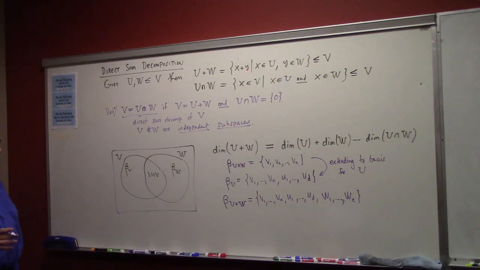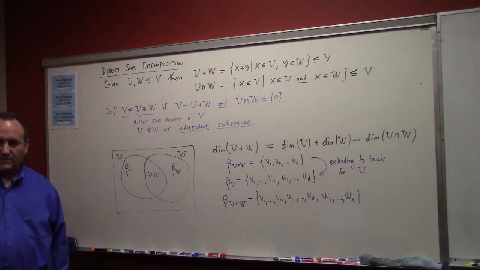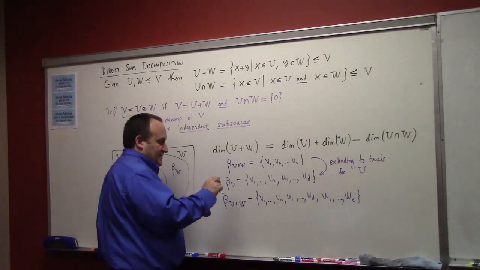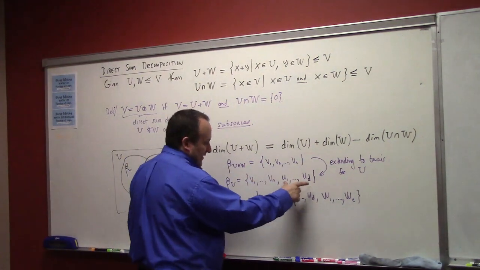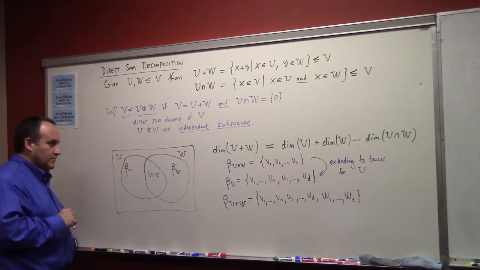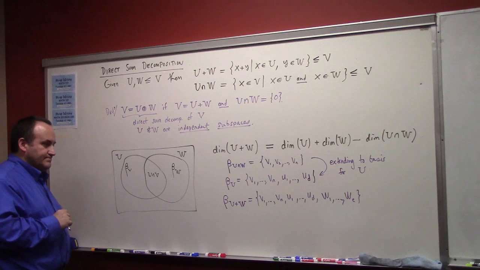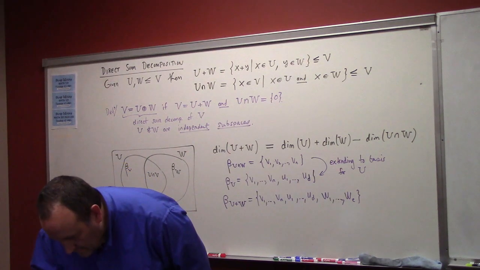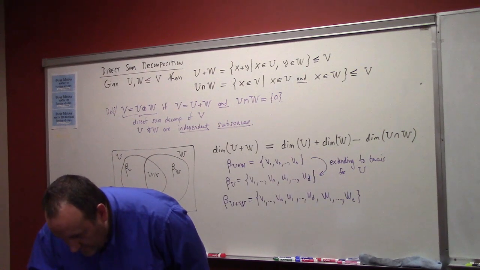Now, of course, it could be that the basis for U intersect W is empty. Right? If U intersect W is 0, then the original basis is just the empty set. Fine. Then the basis for U would basically just be the U vectors, right?